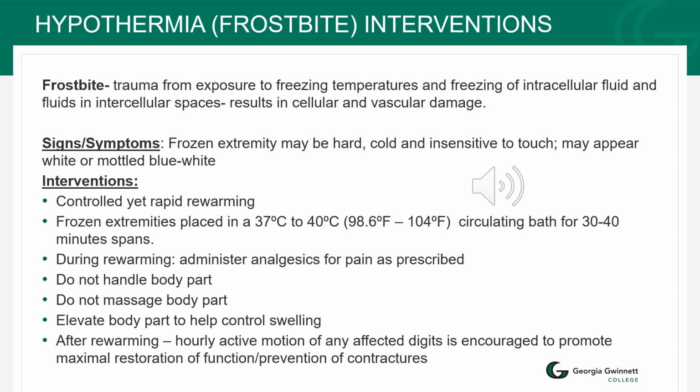When you are trying to institute interventions, you want to make sure that you're doing rapid rewarming, but that rewarming is very controlled. What I mean by that is, let's say the extremity that has frostbite is the hand. You'll be placing that hand in a circulating bath of warm water for 30 to 40 minute time spans, and you will be monitoring the integrity of that skin throughout.